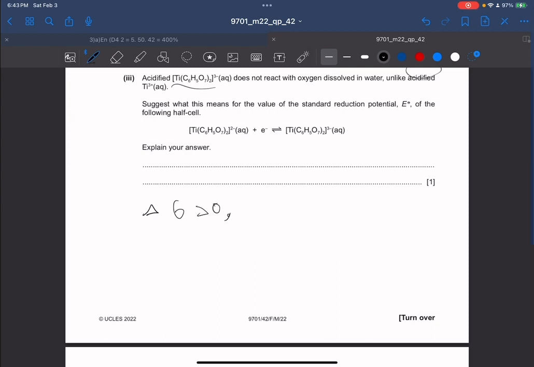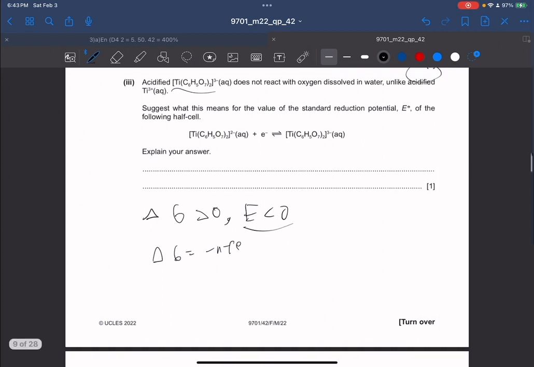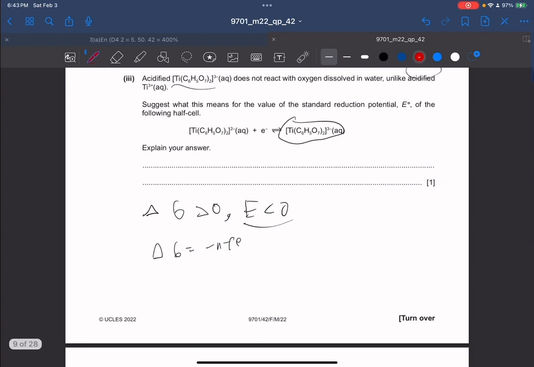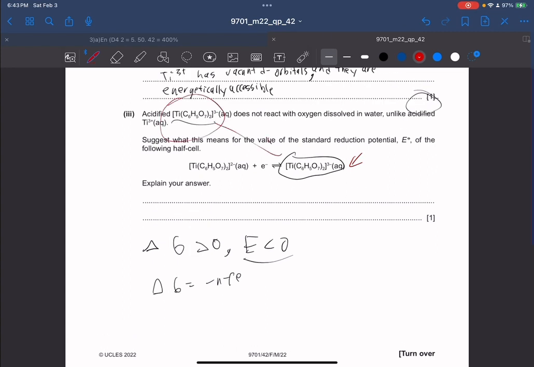It means E is less than 0, because delta G is negative nFE, so it's the opposite sign. Ti3 minus. Again, this standard potential is given in this form, but what's reacting is this, so on the wrong side, we have to flip it. It means this is being oxidized, so what it's saying is the oxidation cannot happen.